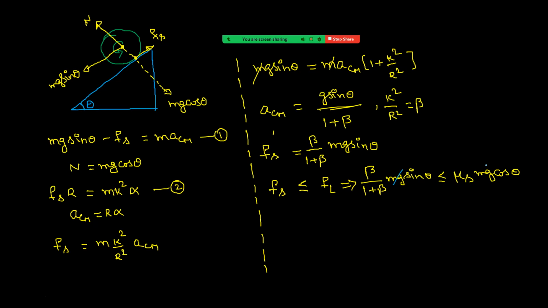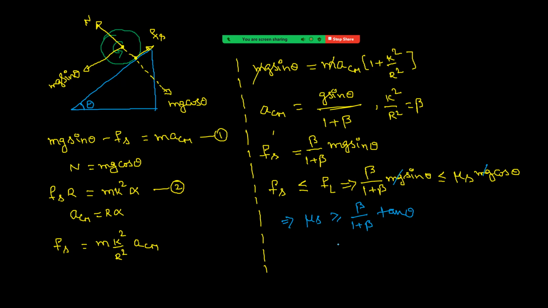mg gets cancelled. Remaining is now mu s, which should be greater than or equal to beta upon 1 plus beta into sin by cos, that is tan, into tan theta. So minimum coefficient of static friction is beta upon 1 plus beta into tan theta. So friction value must be either this value or more than this value. Then only rolling is possible without slipping.